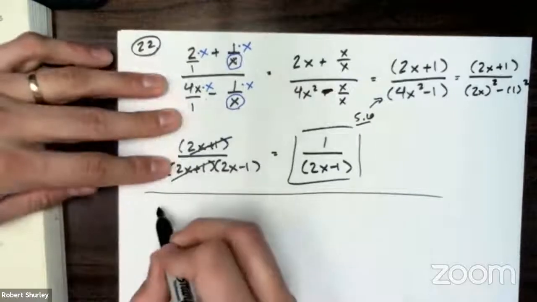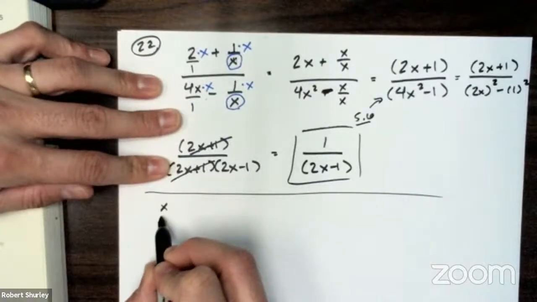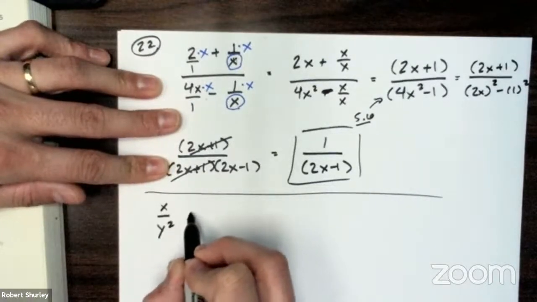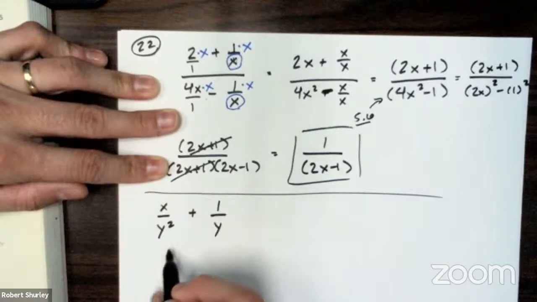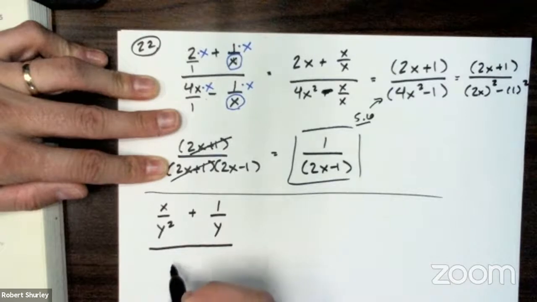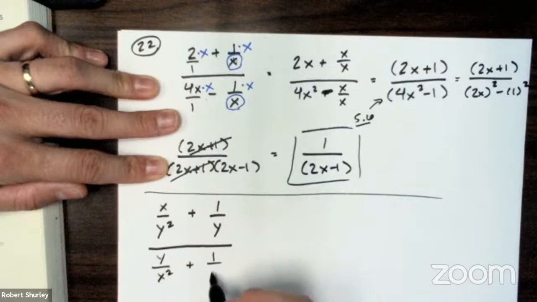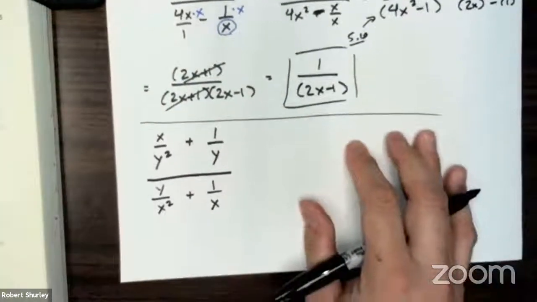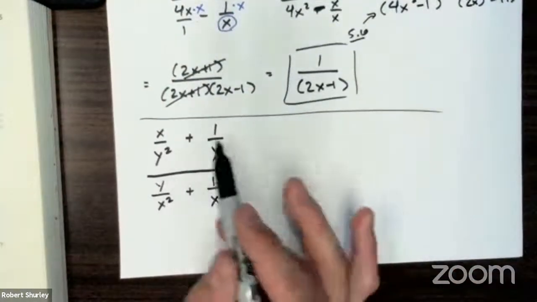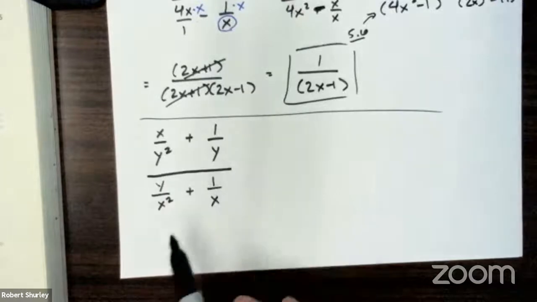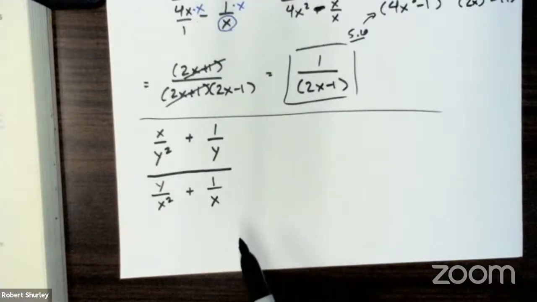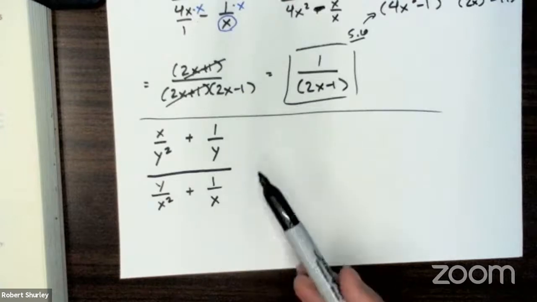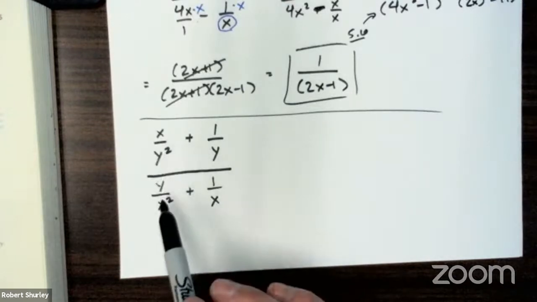I'll do this one with you. So we've got x over y squared plus 1 over y, over y over x squared plus 1 over x, unless you want to just pause it if you're watching it later. Now, this is an example in your book. The reason this one's different is we have two different variables, a y and an x.